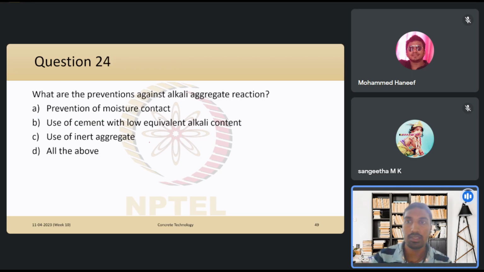Okay, question 24: what are the preventions against the alkali aggregate reaction? The options are prevention of moisture contact, the use of cement with low equivalent alkali content, the use of inert aggregates, and all the above.